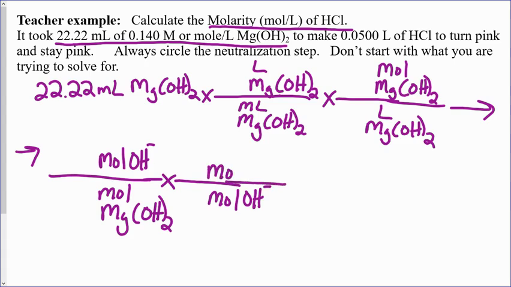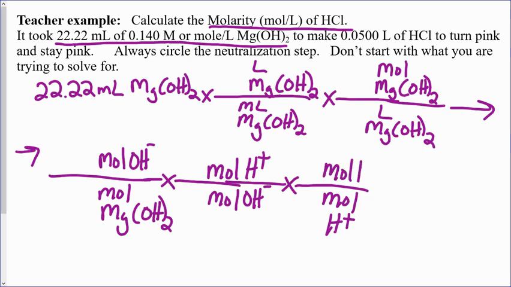And this is our neutralization step. Our next step is to moles of hydrogen ion island. Almost done. Moles of hydrogen ion go on the bottom because that's what was on the top of the prior step. And now I'm going to go to moles of HCl. So in this problem, again, I want to calculate the molarity of the HCl. I have the liters right here. This whole problem is going to get me the moles of the HCl.